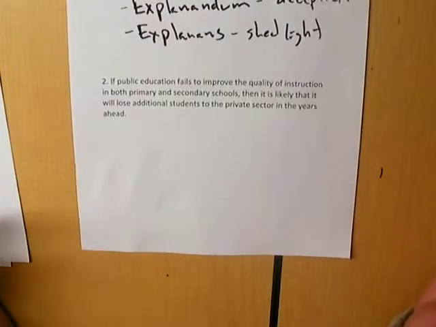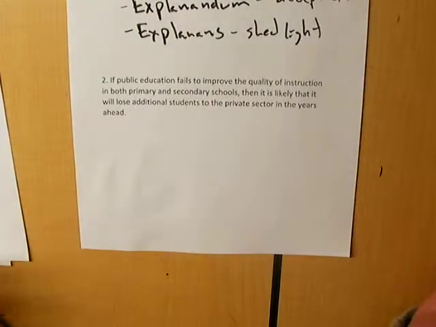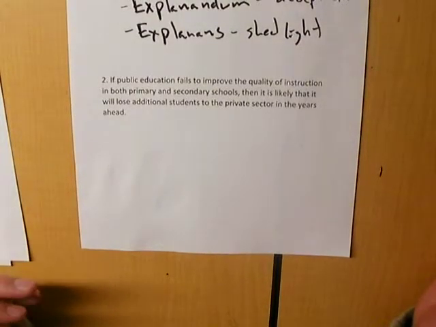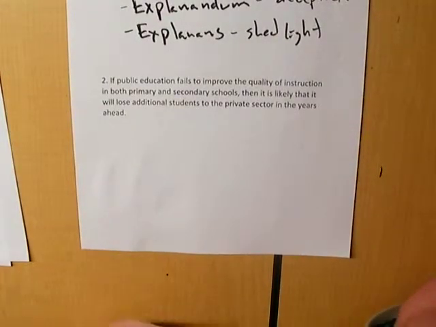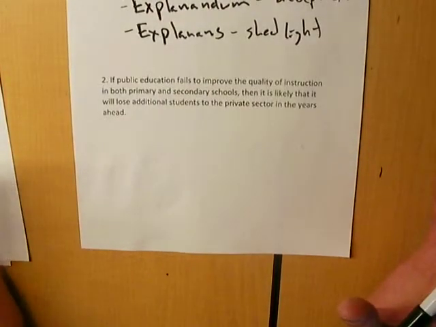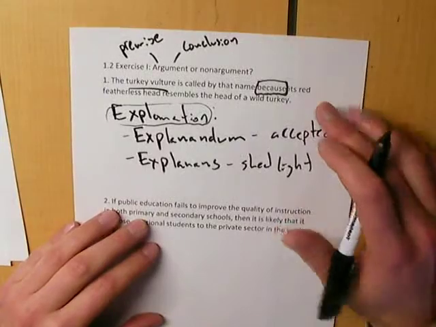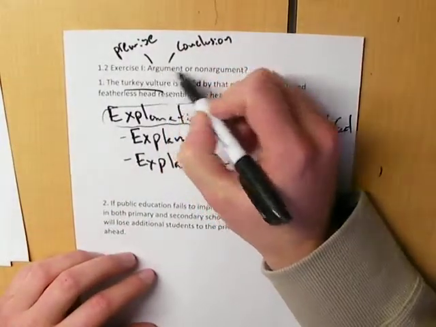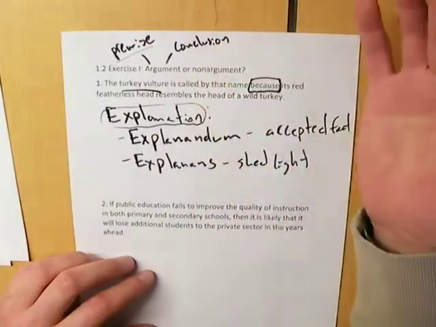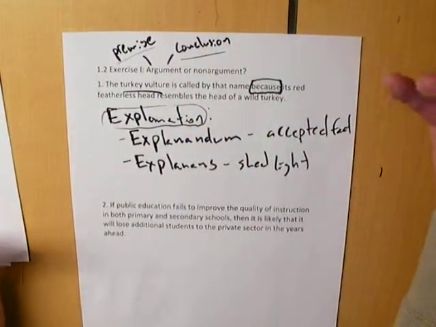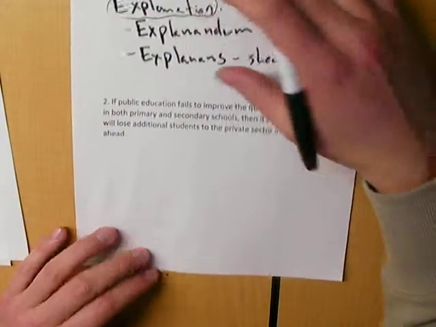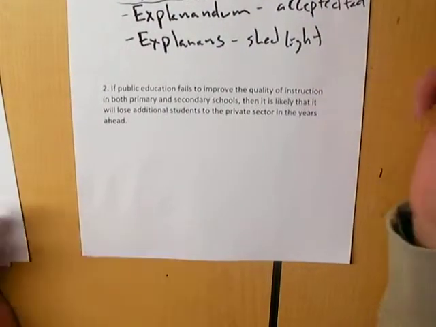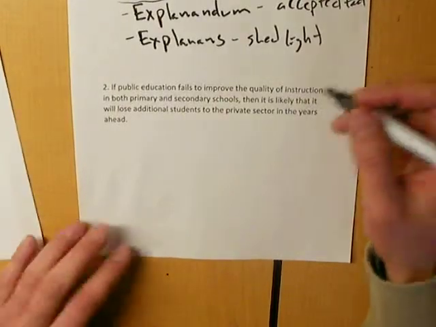If public education fails to improve the quality of instruction in both primary and secondary schools, then it's likely that it will lose additional students to the private sector in years ahead. So we want to know, is this an argument? Is this a non-argument? And again, it might look as though on the surface that this one is actually an argument, but remember, let me slide back up here to the top. For it to be an argument, we actually need two parts. We have to have at least one premise, maybe multiple premises, and then we need a conclusion, a claim that something follows from that evidence. So take a good look at example number 2, and notice that it's just a single statement. How could a single statement have both a premise and a conclusion? So this one's not an argument. This one actually is what's called a conditional statement.